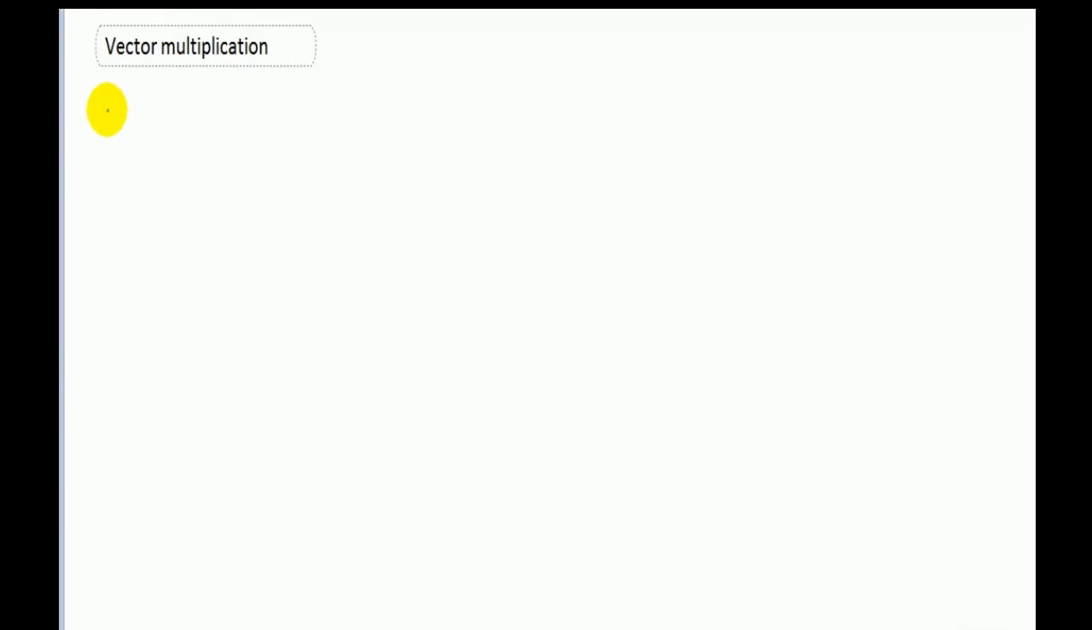As we have studied unit vector and position vector, now we will study vector multiplication. If you are given two vectors, then how can you multiply them? Basically there are two ways in which you can multiply two vectors. First one is scalar product, also called dot product.